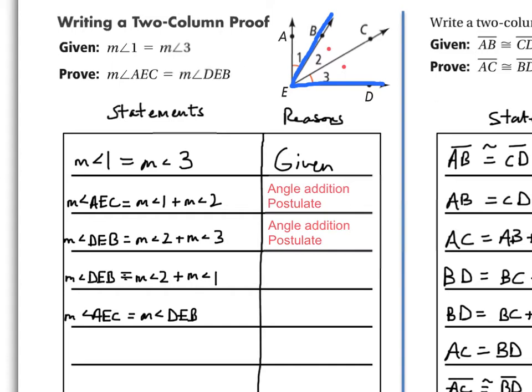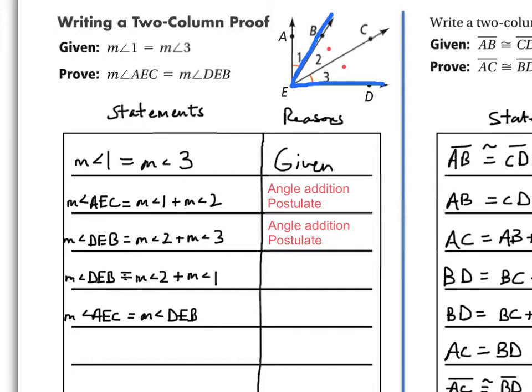Now, the next step says the measure of angle DEB is now equal to the measure of angle 2 plus the measure of angle 1. Sometimes you're going to have to look at the steps before to figure out your reasons. If you look up here, we started where we said the measure of angle 1 is equal to the measure of angle 3. So 1 and 3 are equal, and if 1 and 3 are equal, we can interchange them. We can put 3 in for 1, and we can put 1 in for 3.